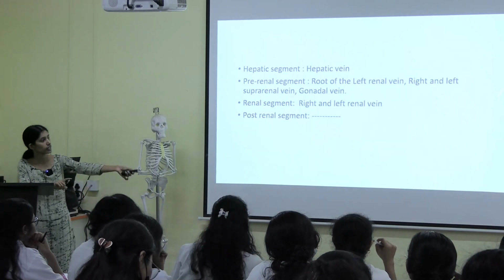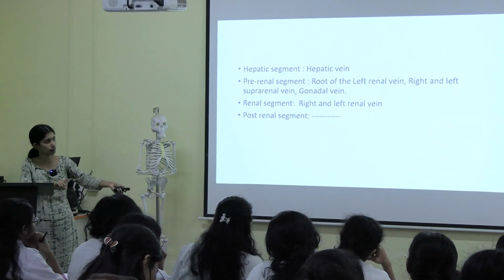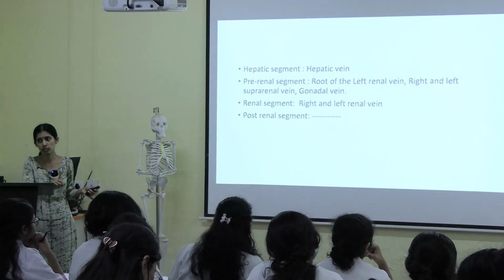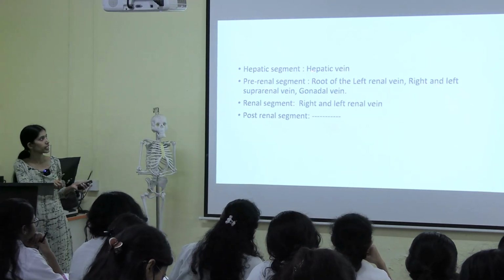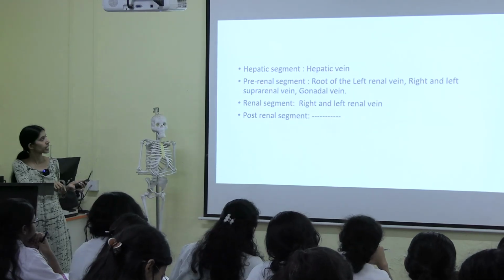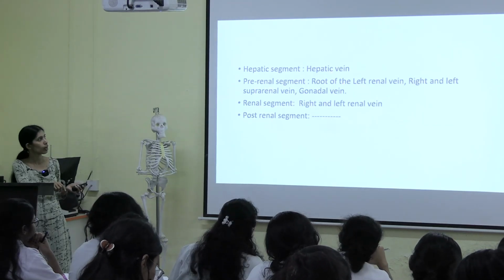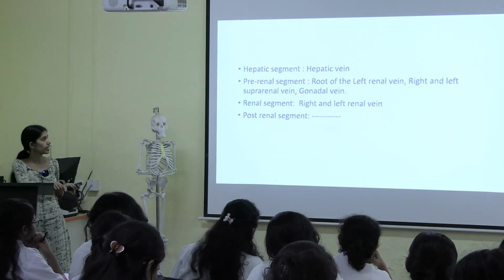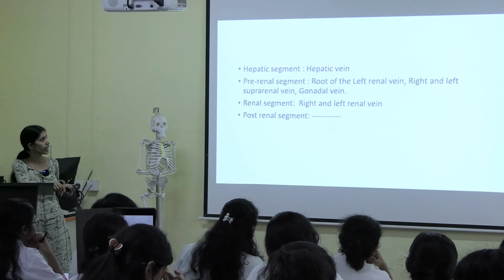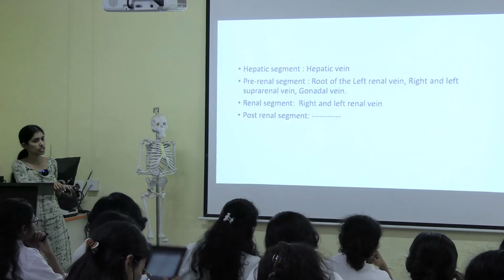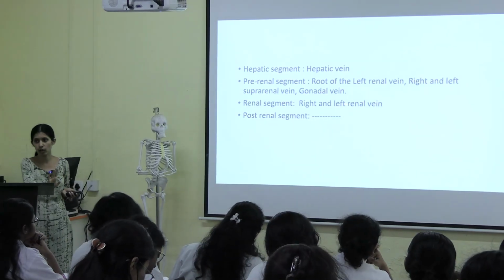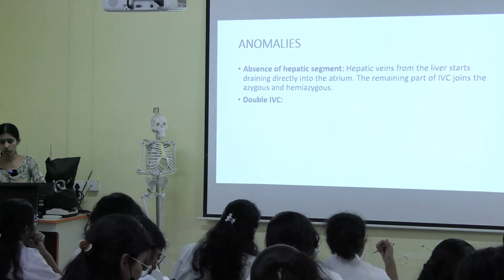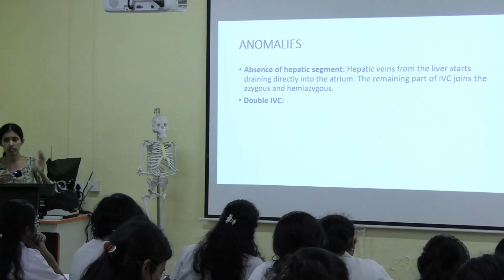So all these four segments are raised from this part. Along with that, these four segments will give rise to a few veins also. So your hepatic segment gives rise to hepatic vein, and pre-renal segment gives rise to the root of the left renal vein, right and left suprarenal vein and the gonadal vein, and the renal segment gives rise to right and left renal vein. Your post-renal segment does not give rise to any of the veins. Okay. There are two important anomalies.